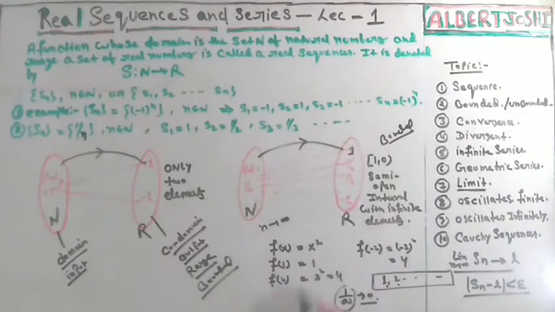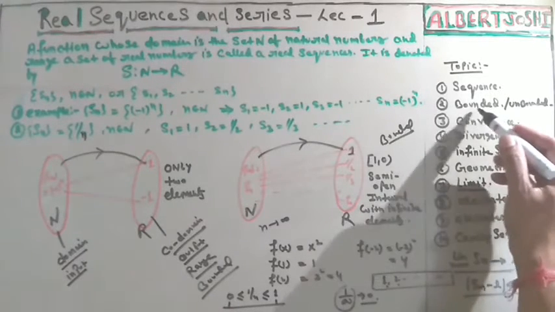Bounded means this function, this 1 upon n, the greatest value is 1. Okay, this is less than or equal to 1, and this is greater than or equal to 0. Okay, so that is the bounded. This sequence is bounded. This sequence also is bounded. Okay, so bounded means you can find a smallest value and the greatest value in this function. Okay, so that is the meaning of bounded.